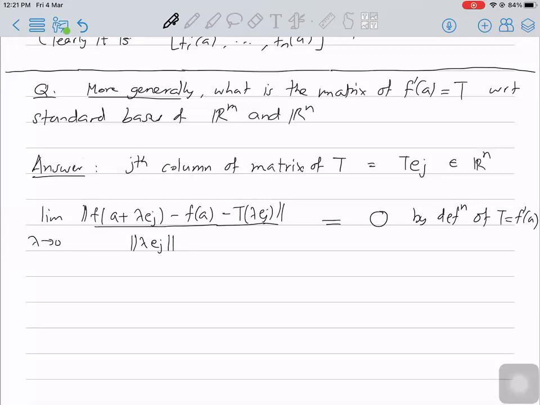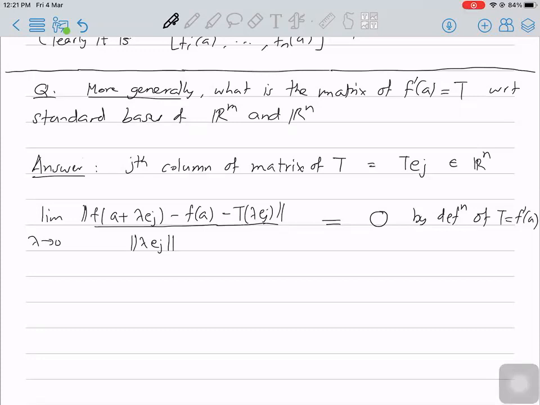Can I do anything with this? So we can take lambda outside. Lambda outside where? In three places lambda is inside. Where can I take it outside? The denominator. Yes, but also in another place I can take it outside. Remember, T is a linear map. So when I apply it to lambda times ej, I get lambda times T of ej. And I like that because I do want to calculate T of ej, right?